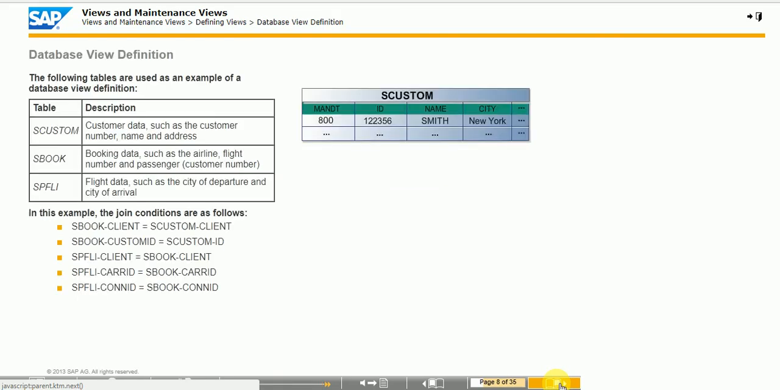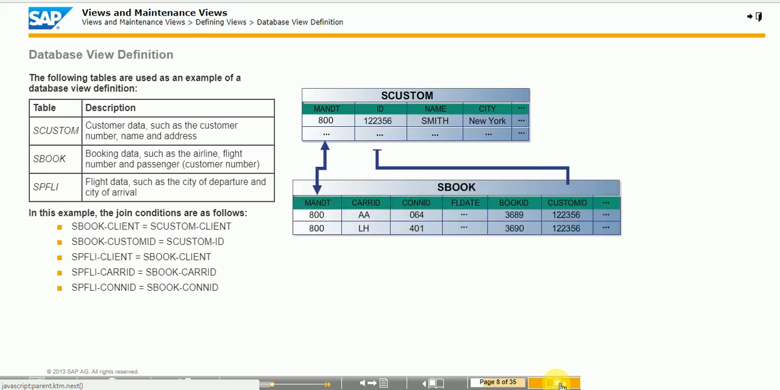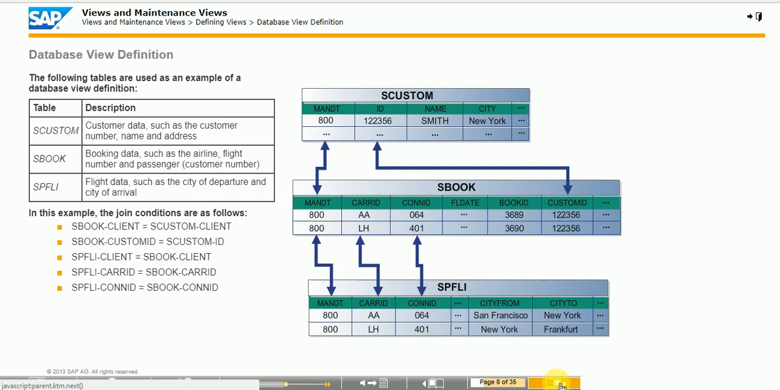To explain how the tables are linked to views, the figure shows an example. Sometimes, travel agencies have to check which customers booked on which flights. The corresponding data is distributed across several tables. You have to create a view of the tables SCUSTOM, SBOOK, and SPFLI to obtain the booking data.